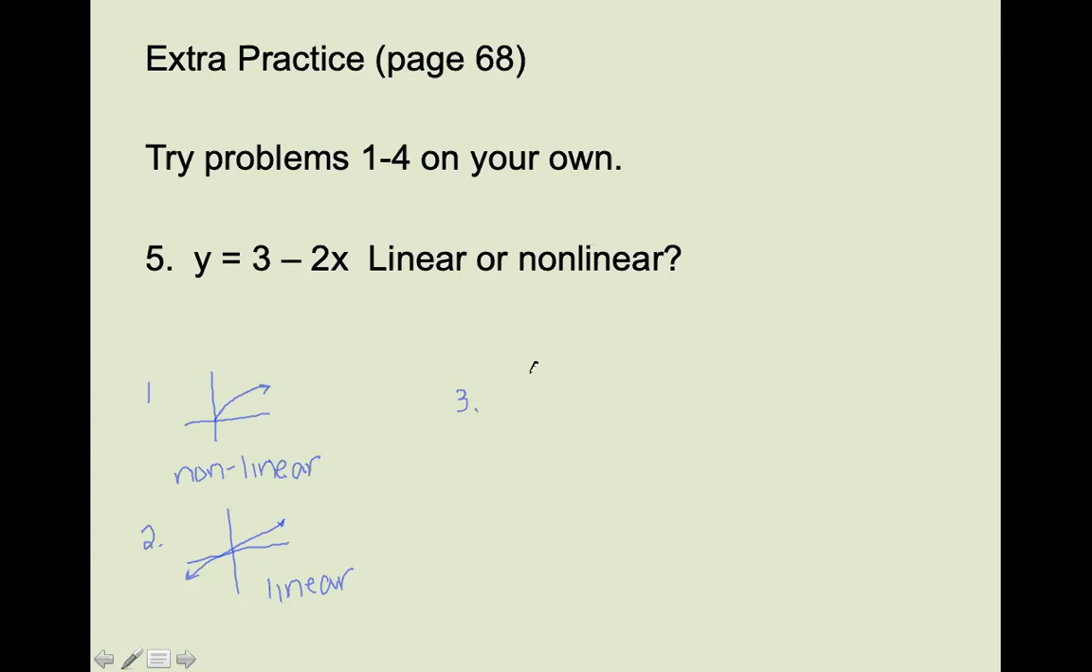it says determine whether the table represents a linear or non-linear function. So when it's in a table like this, one thing you can do is just compare the rate of change of the inputs and outputs. So on number 3, we have 1, 2, 3, and 4 for x, and our y values are -1, 2, 5, and 8. All right, so let's take a look at how these are changing.